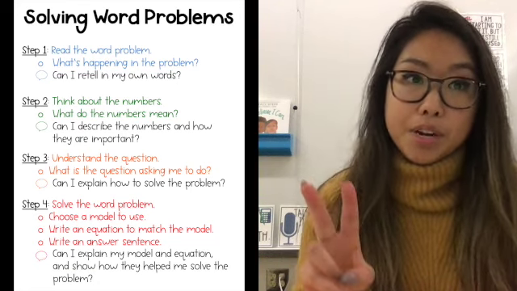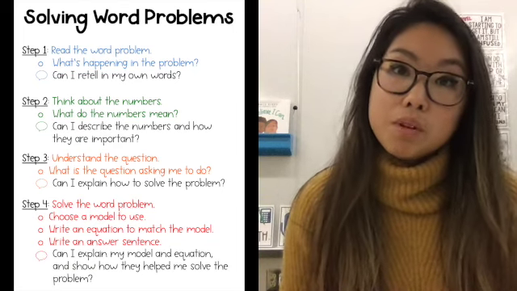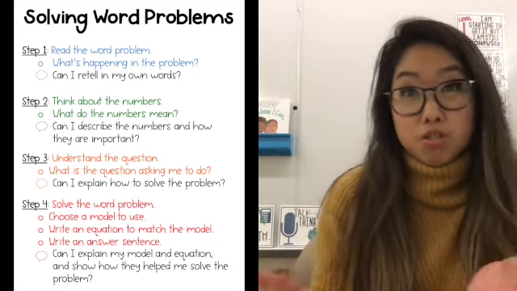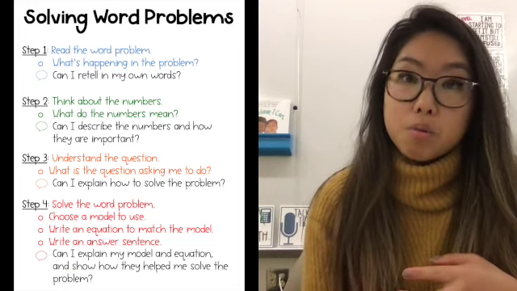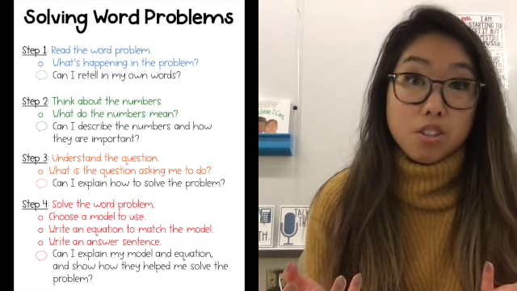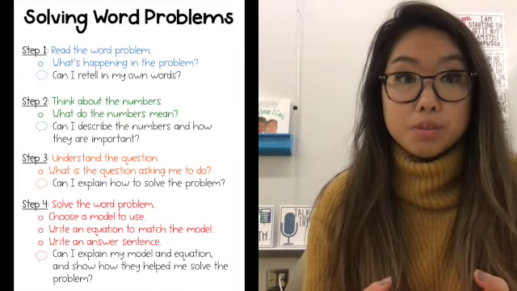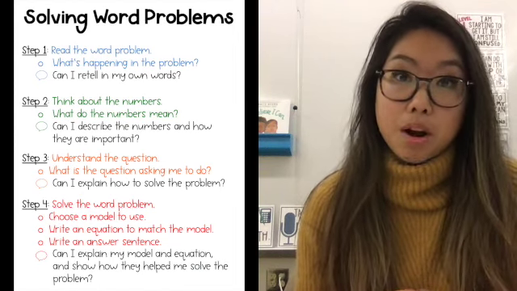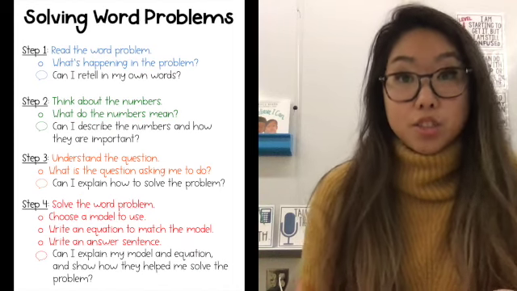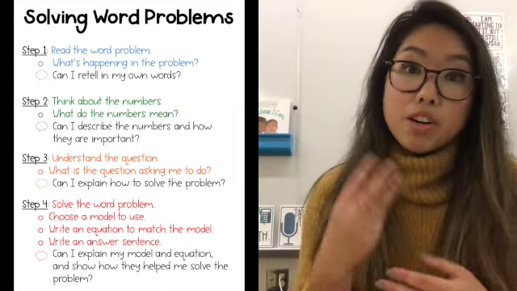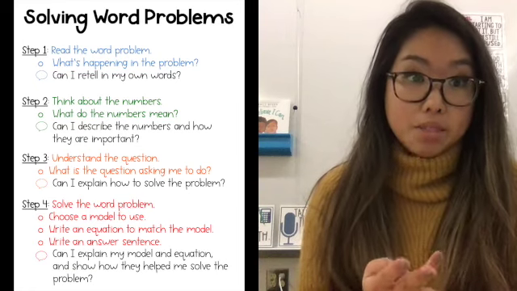The second time you read is step 2. Think about what the numbers mean. So can you describe what the numbers are and how they're important? Our third read thinks about understanding the question. So what is the question asking you to do? Can you explain how to solve the problem? And then the 4th step is to solve the word problem. So we've already read the word problem 3 times, and now we need to choose a model to use. So thinking about how are you able to successfully show that you are understanding a word problem.